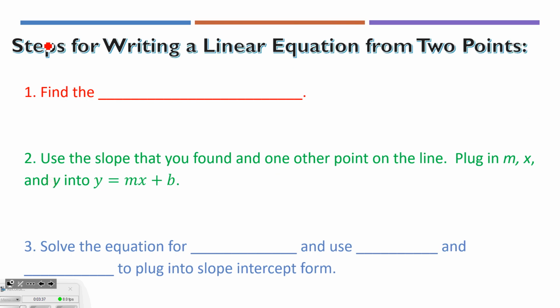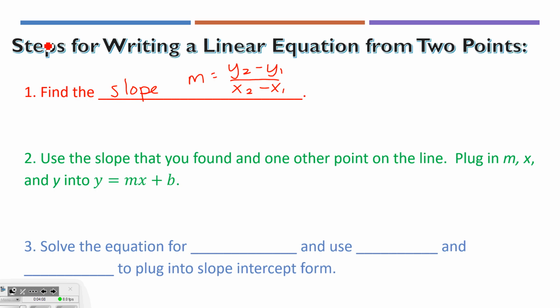Now, what if I don't have the graph? What if I just have 2 points that are on the line? So the steps are really similar. The first thing I need to do is find the slope of the line between the 2 points. But now I can't count rise over run because I don't have a graph. So instead, I'm going to use this formula that should hopefully look familiar. So I'm going to find the slope between the 2 points, and then I'm going to use the slope and one other point on the line.